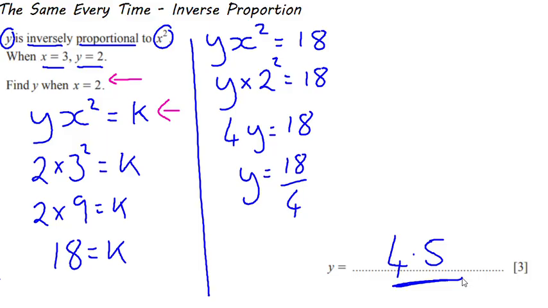Just follow these questions the same every time. You do exactly the same thing. Write down the equation with a k. That's your first line. Second line, put the numbers in, find the value of k. Then write the equation again with the actual number, and then do whatever they tell you to do on the third line. There we go, that's a good 3 marks. Learn how to do it. They're the same every time. Get yourself into the marks, get yourself into the grades.